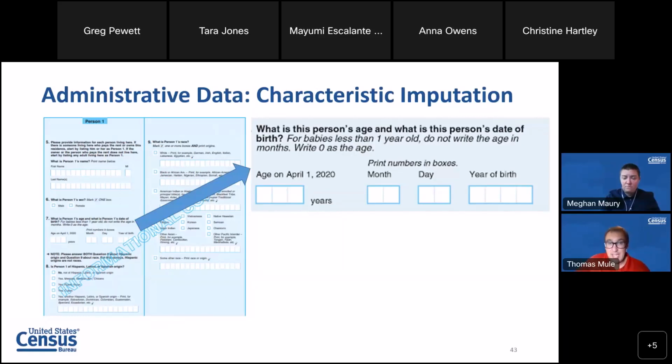Similarly for sex, we have that information from the past census. But also the Social Security Administration, when applying with birth certificates and getting your Social Security number, is able to capture that information and deliver it to us as well. So with using age as an example, with the next slide, please.